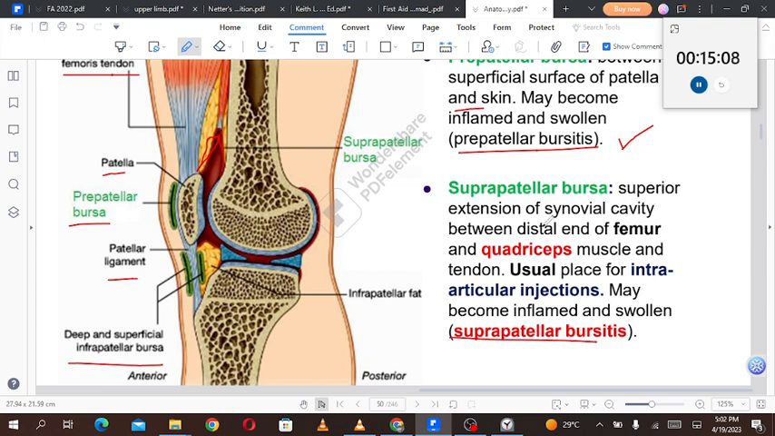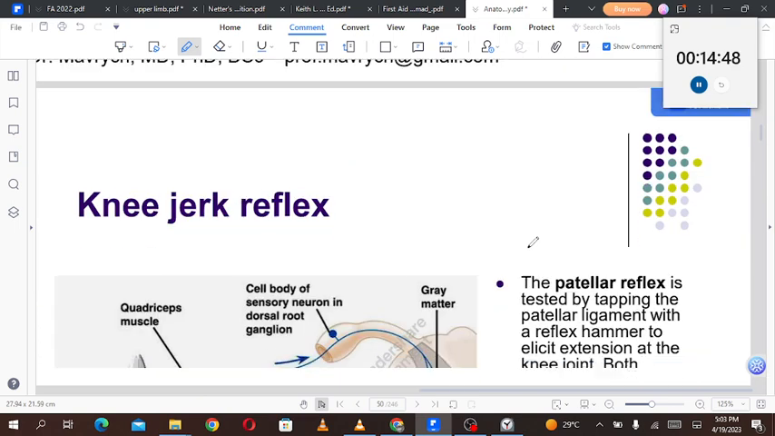It is a superior extension of the synovial cavity. Synovial cavity of what? Synovial cavity of the knee joint. If that synovial cavity is extended upwards, that forms the suprapatellar bursa. It is a superior extension of the synovial cavity between the distal end of the femur and the quadriceps muscle and tendon. It is the usual place of intra-articular injections and may become inflamed and swollen. That is called suprapatellar bursitis.